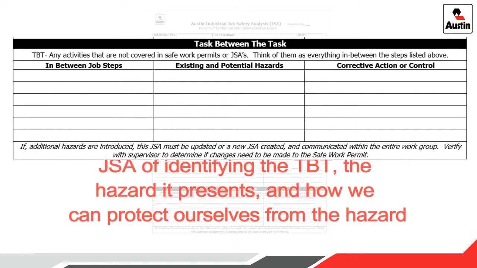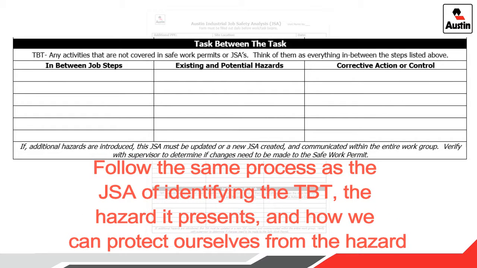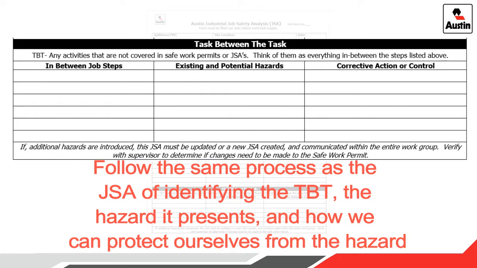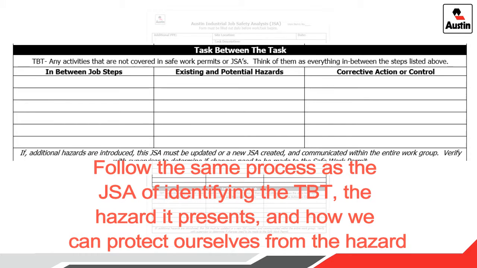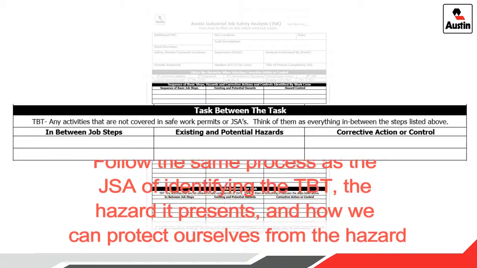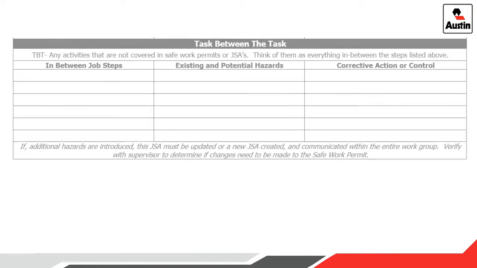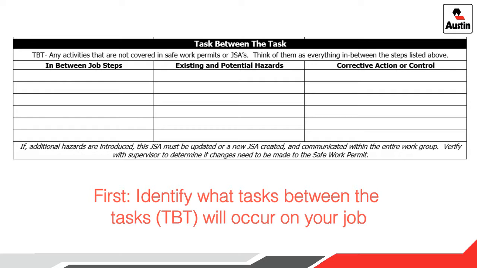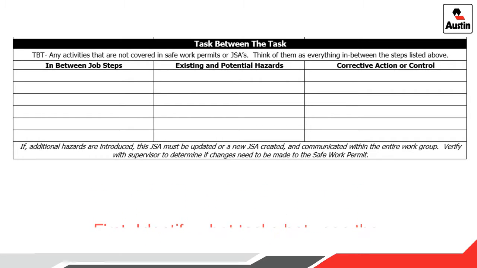In order to combat this growing trend in safety, we will apply the same process of identifying the tasks, the hazards it presents, and how we will protect ourselves from these hazards. First, identify what tasks will occur in your job. For example, in this job, we will be climbing a ladder to lock out the lines, walking to the shop and the tool room, and using the freight elevator to transport the pump and the motor.